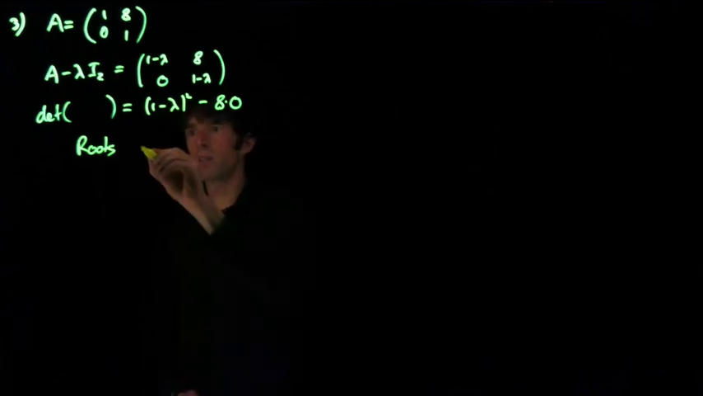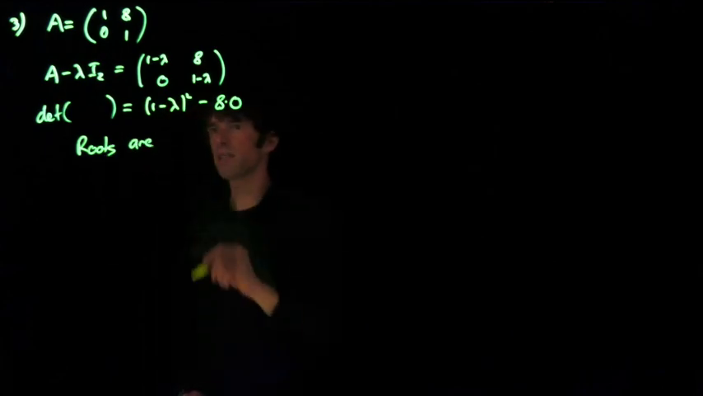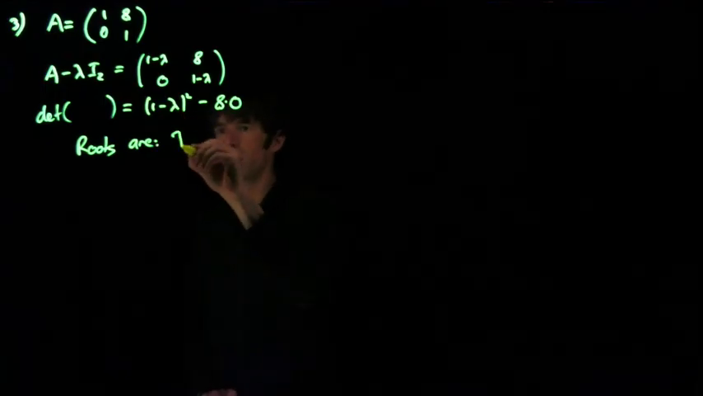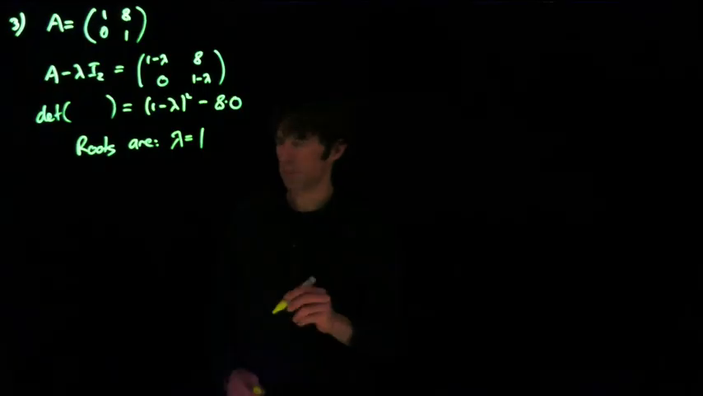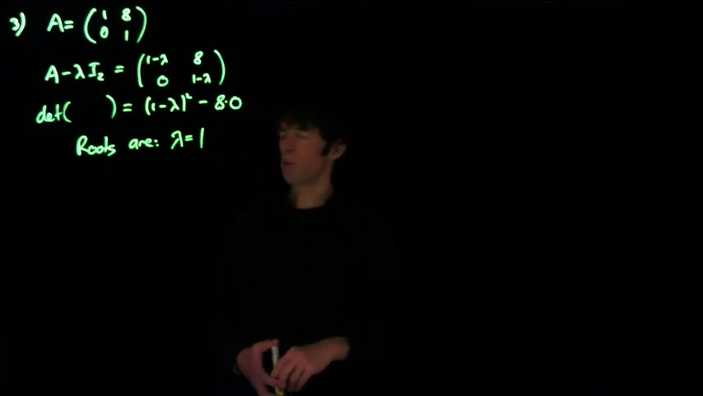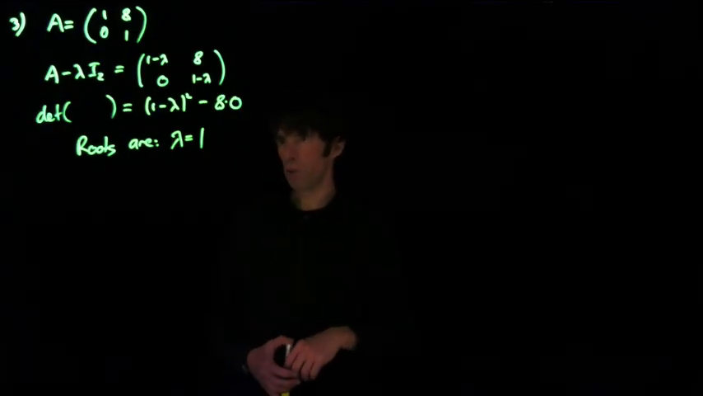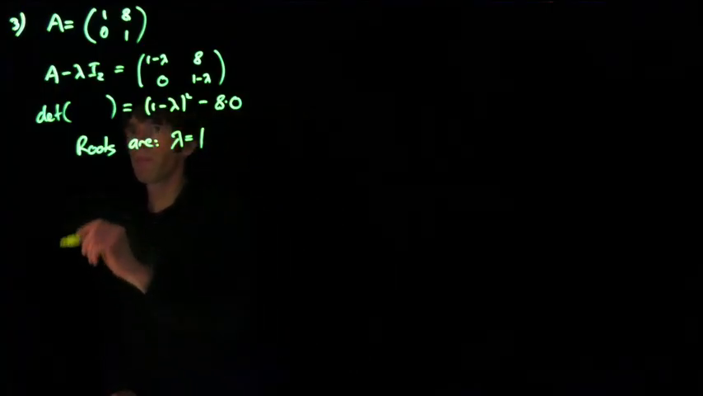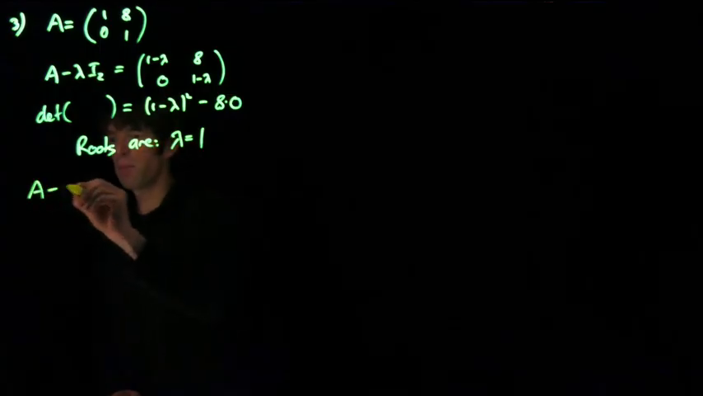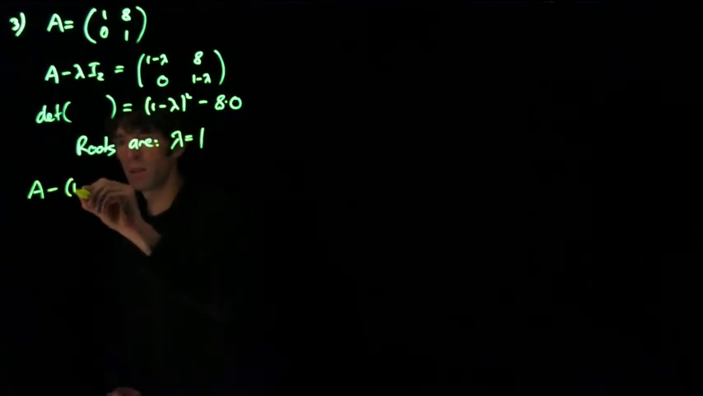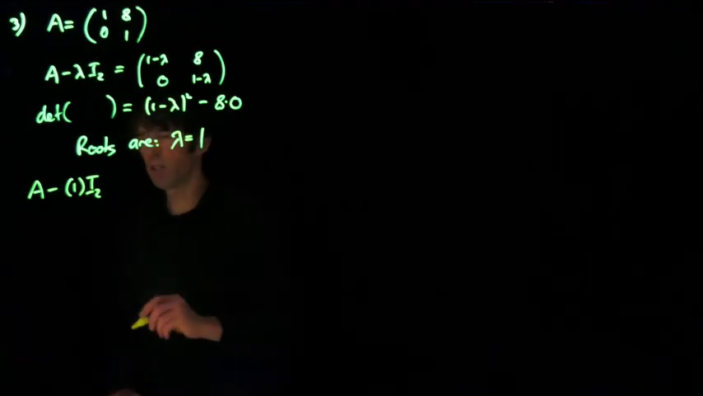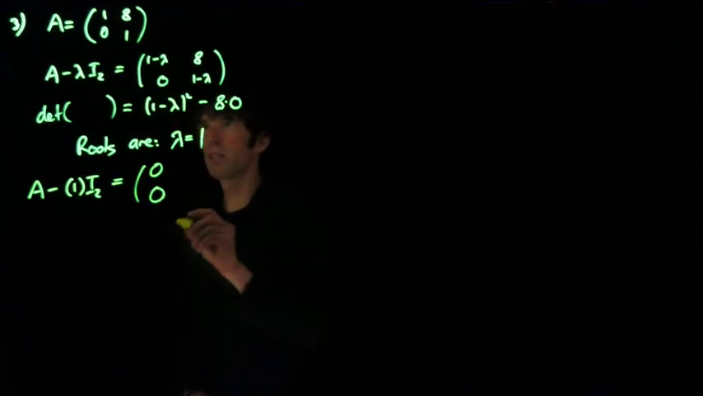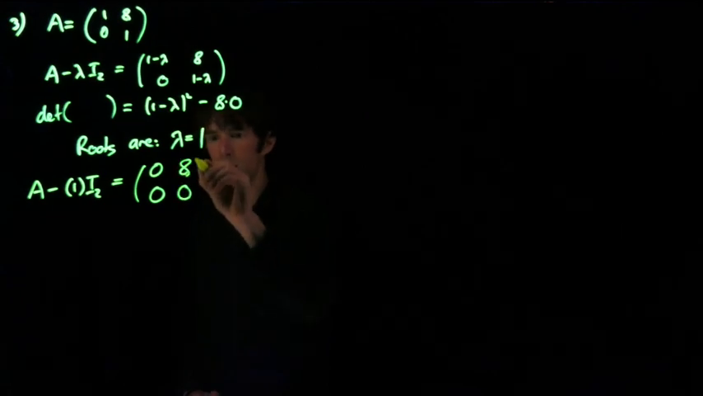The only root here is lambda equals 1. That's the only root we have. So we found one eigenvalue, potentially. We need to find an eigenvector that goes with this. So let's look at A minus 1 times the 2 by 2 identity matrix. This is 0, 0, 8, 0.